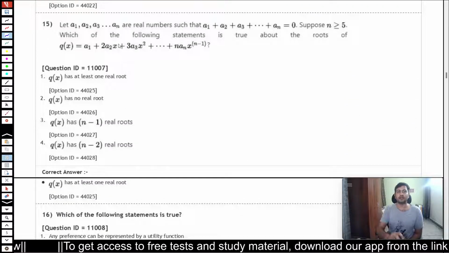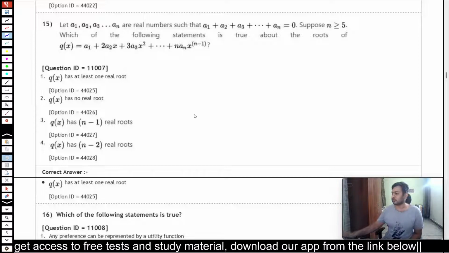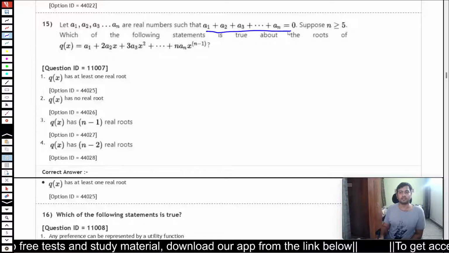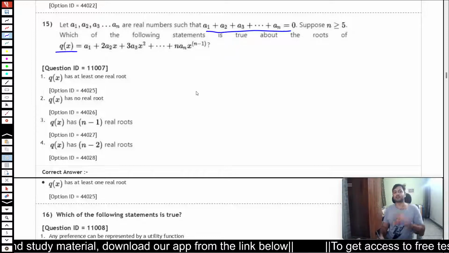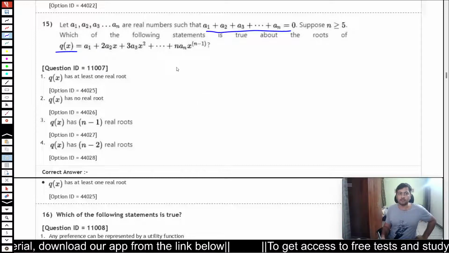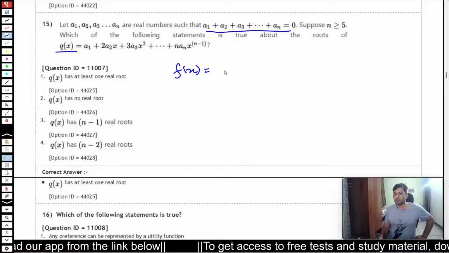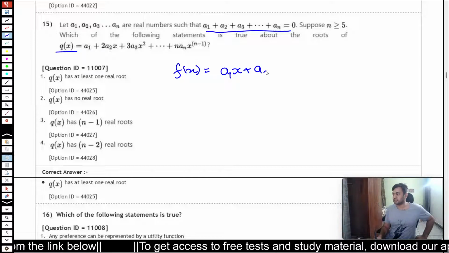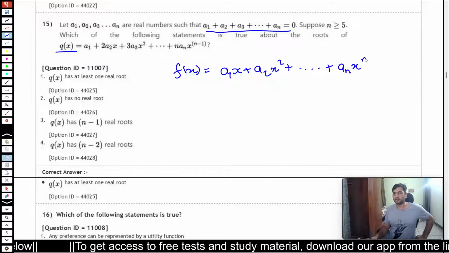Now finally, let's look at question 15 for this part. So a1 to an are real numbers such that their summation is 0. Which of the following statements is true about the roots of q of x equal to this much? ठीक है. So let's take a function f of x which is a1 x plus a2 x square and so on till an x to the power n.